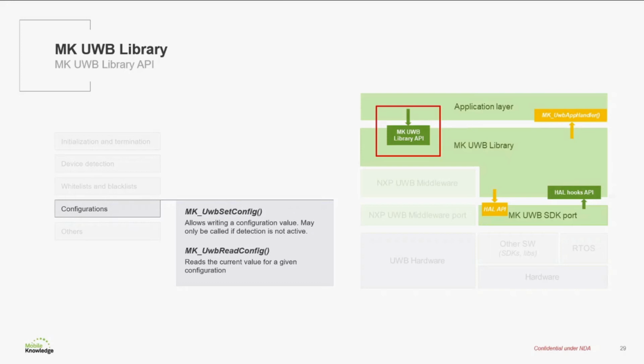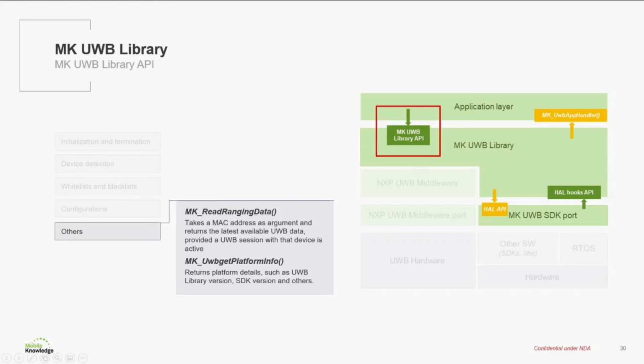We'll now see a couple more APIs that do not belong to any of the categories that we've just gone through. While detection is active, the library also stores the latest ultra-wideband data for ongoing ultra-wideband sessions. This data can be retrieved by the application by calling MK read ranging data. This way, the application may ignore any ultra-wideband notifications or even disable them, and call MK read ranging data to read the latest available ultra-wideband data only when needed.